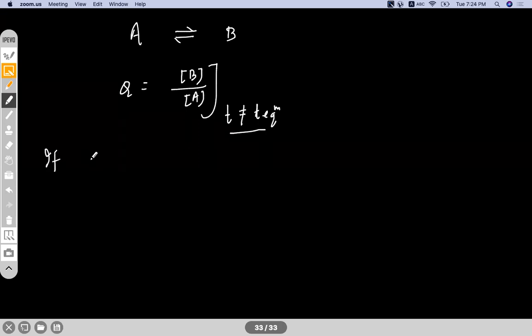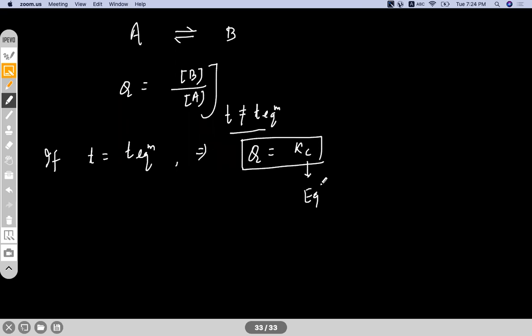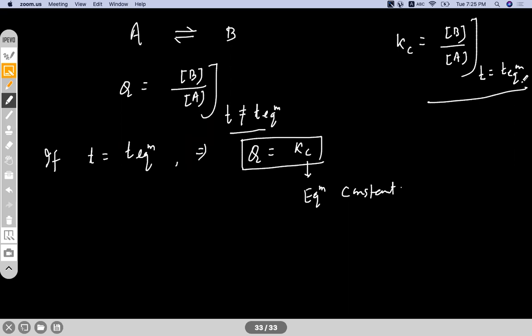If T is equal to T equilibrium, meaning once the equilibrium is achieved, then this Q, the reaction quotient, becomes Kc. What is Kc? Kc is the equilibrium constant. This is also nothing but the ratio of the concentrations. So Kc, how do we define? Again, it is the concentration of product by concentration of reactant. But the difference here is that this concentration is the concentration at equilibrium. This is the only difference we have. So when the equilibrium is achieved, Q becomes Kc. If not, then Q is Q only, that is the reaction quotient. Clear?